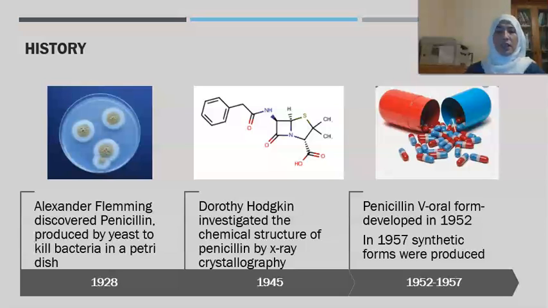In 1928, Alexander Fleming discovered a substance released by yeast in a contaminated petri dish which kills surrounding bacteria, and he named it penicillin. However, penicillin became broadly available only in 1945 due to Dorothy Hodgkin, who investigated the chemical structure of penicillin by X-ray crystallography. Penicillin V, an oral form, was developed in 1952 and a synthetic form produced in 1957. This laid the foundation of a new era of synthesizing antibiotics.